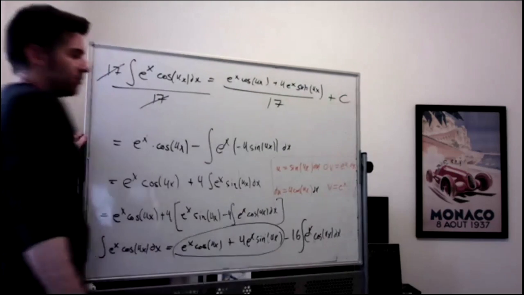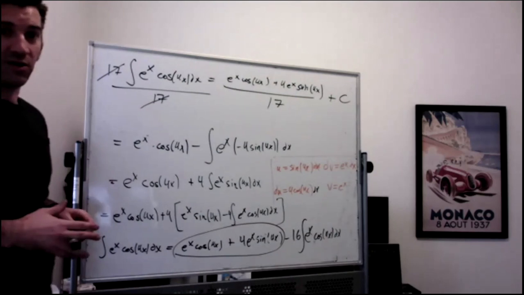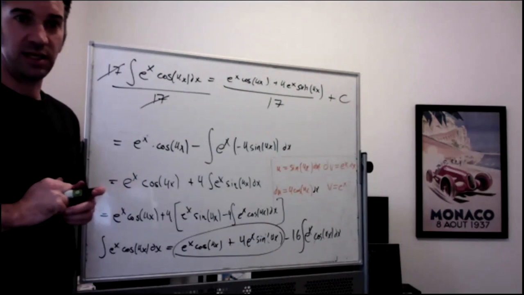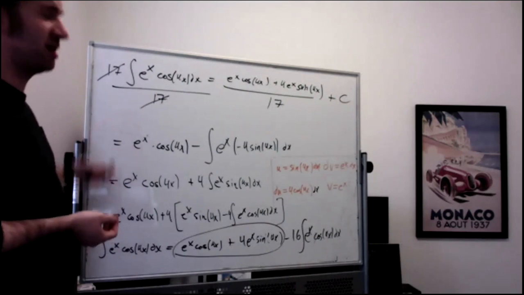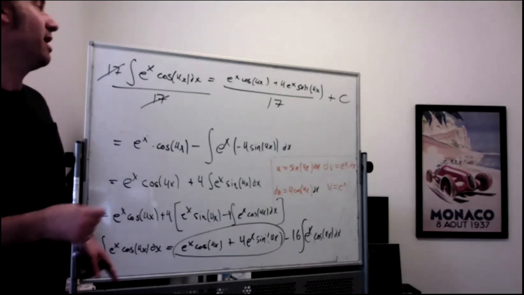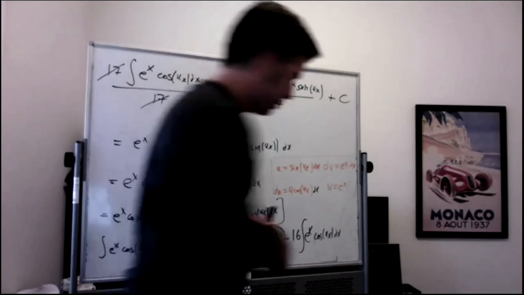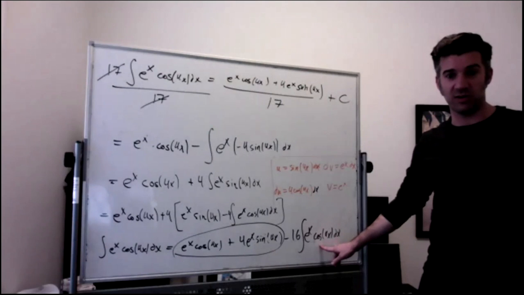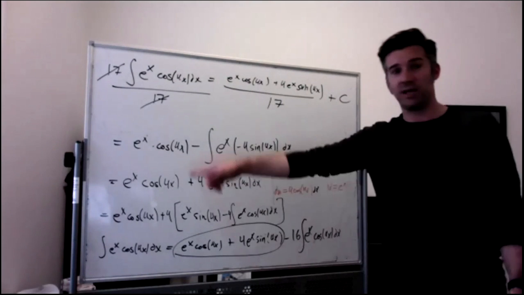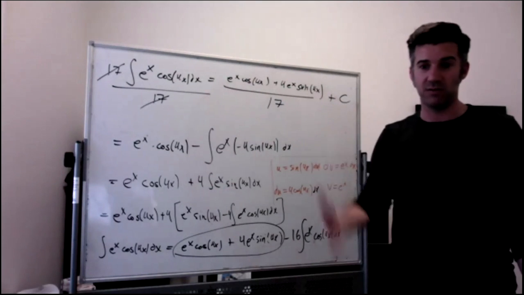And that is how you integrate an e to the x times a sine or a cosine. You do integration by parts twice, and then you end up with essentially the same integral you started with. You add it over to the other side, and then divide by whatever coefficient to find your answer.